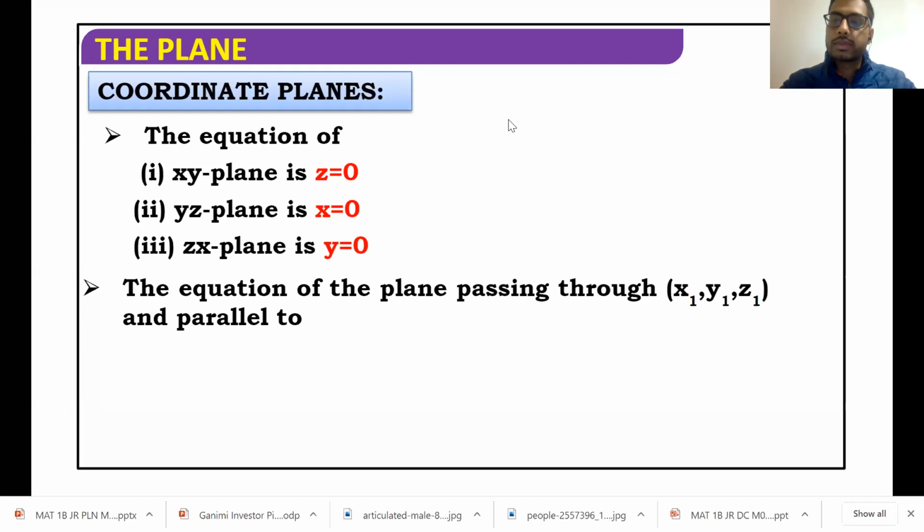If it is given that the equation of a plane is passing through a point x1, y1, z1 and it is parallel to the yz plane, I can say that it should meet somewhere on the x-axis. So the point where it cuts the x-axis is nothing but the x-intercept, so x is equal to x1. Similarly, if it is parallel to the xz plane, then the equation would be y is equal to y1. And if it is passing through a point and parallel to xy, then it would be the plane z is equal to z1.